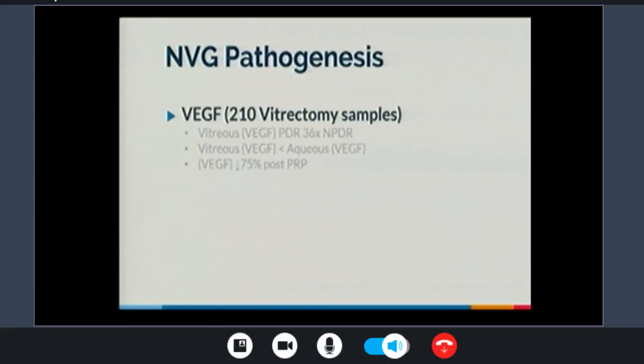And other studies, since researchers identified the cause of this new vessel formation, which is the vascular endothelial growth factor, did a lot of studies to confirm it clinically. They found that in 221 vitrectomized samples from patients, the concentration in the vitreous of patients with PDR is 36 times more than in non-PDR. This again indicates that this is really related to retinal ischemia.